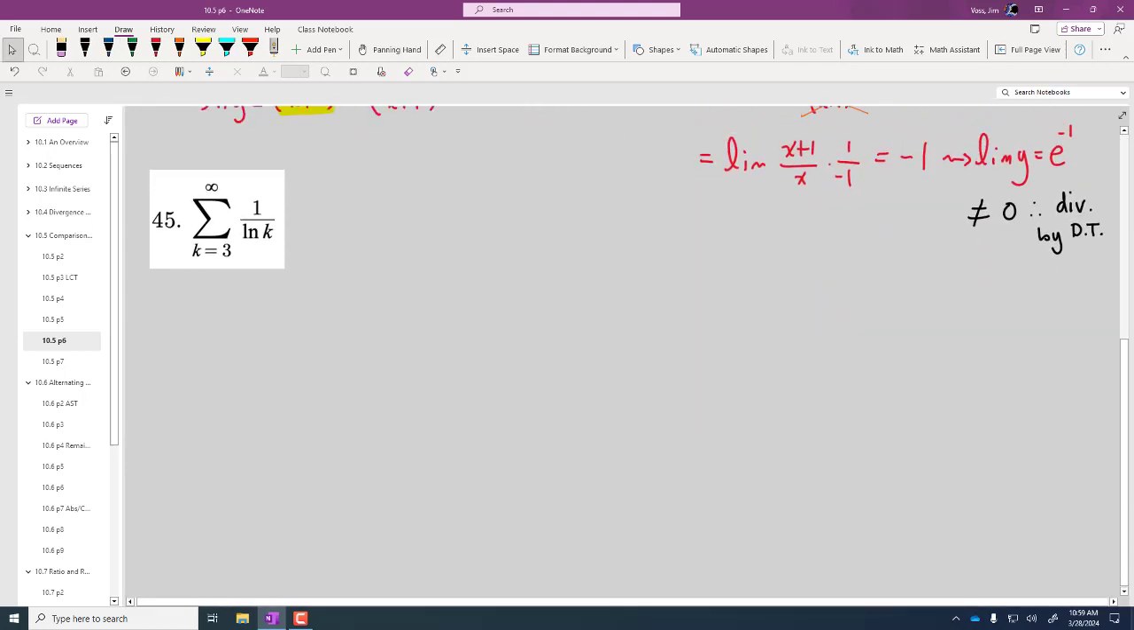Keep you sharp. Okay, this thing: 1 over natural log of k. First off, what do you think? Do you think it converges or diverges?